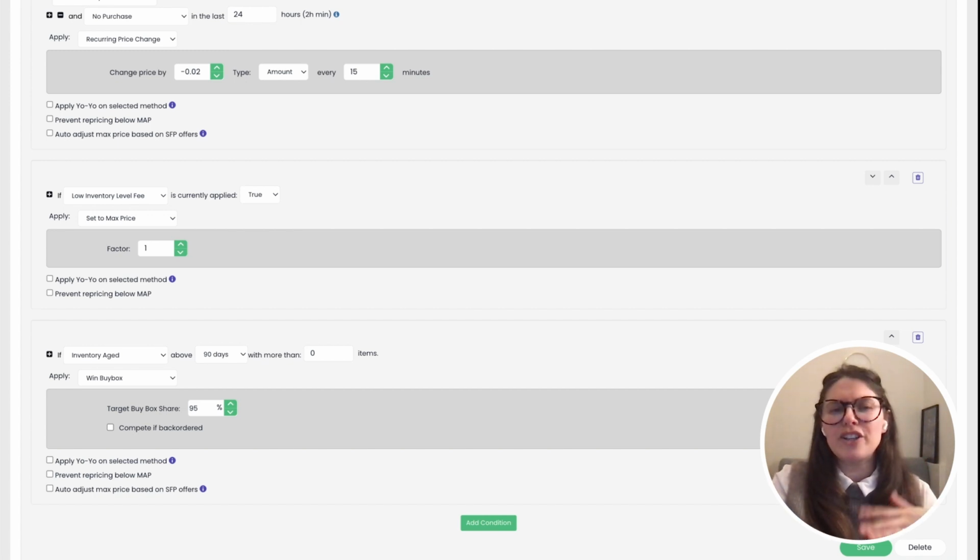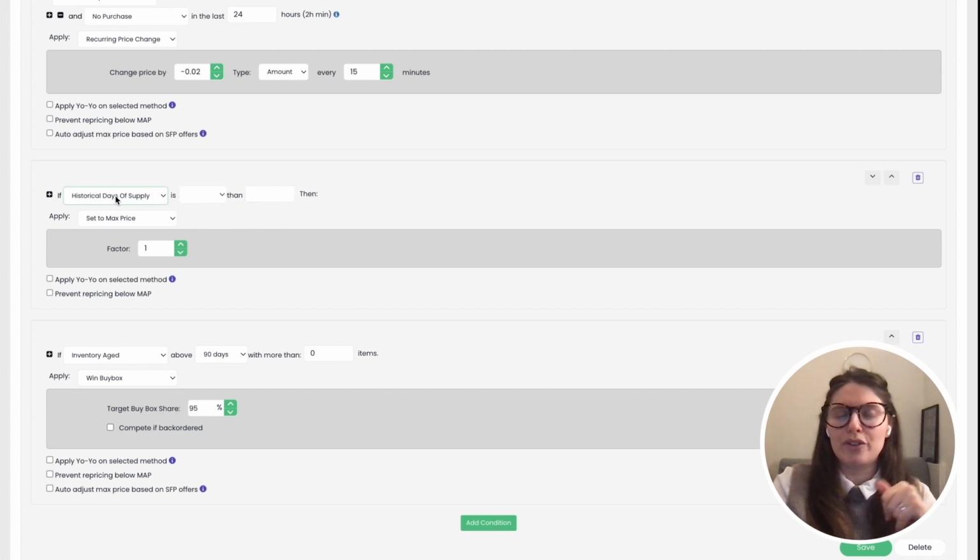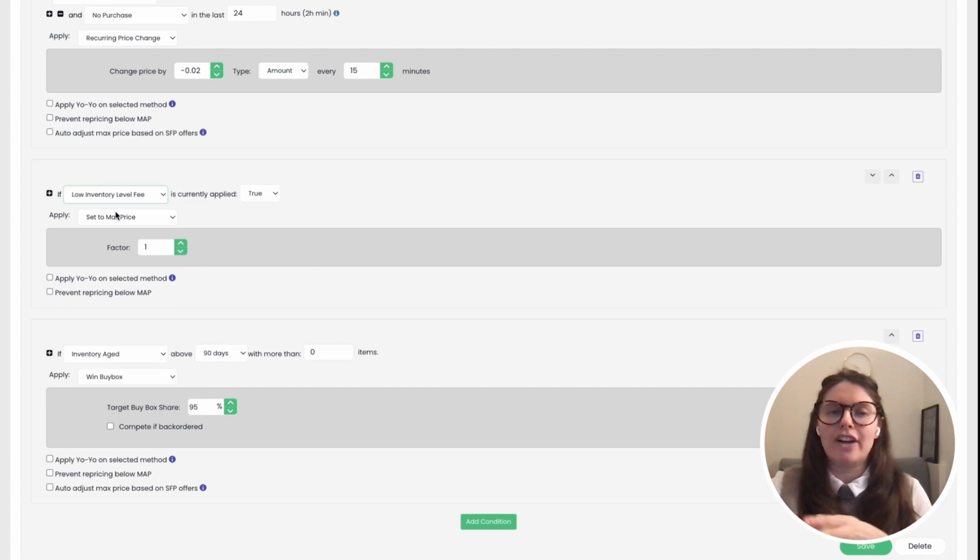We also have it for historical days of supply, but if you don't know if you're necessarily getting the fee, I don't really recommend using it. I prefer using the low inventory level fee because that's when you know it's actually being applied or not. Got it. That makes sense.